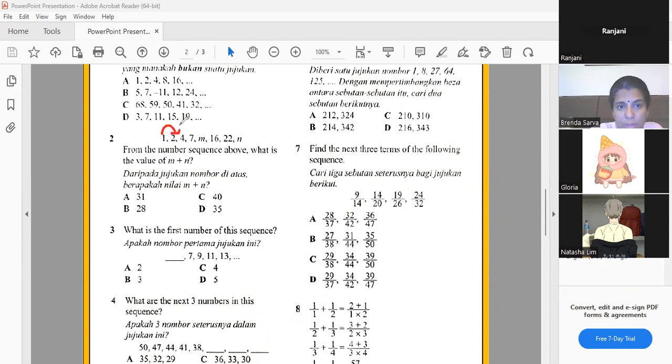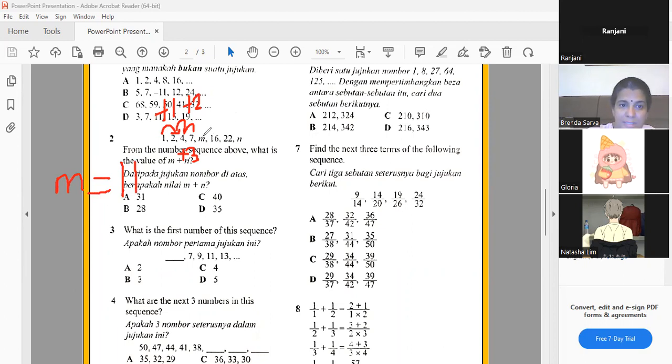Remember, you have to find how the number moves. 1 to 2, this is +1. 2 to 4, this is +2. 4 to 7, this is +3. It's going up in an addition. Yes, good, Gloria. So 7 will be adding 4 to get m. So your m would be 11.